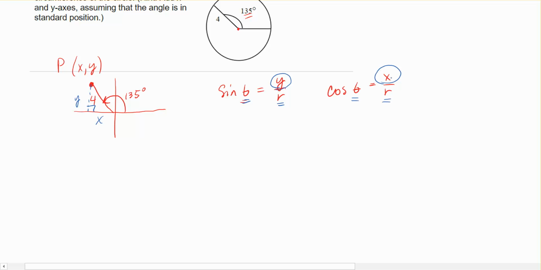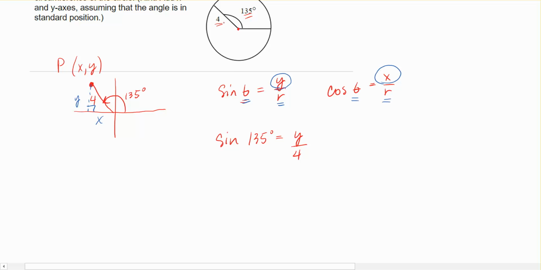Now, what do we do with it from here? So I'm going to fill in that the sine of 135 degrees. Remember, theta is 135 degrees. They gave it to me like that in the problem. That's equal to y divided by 4 because r is 4.